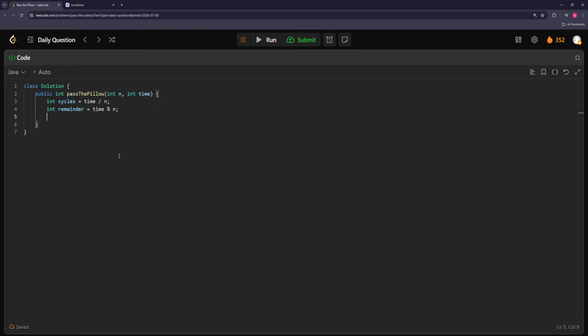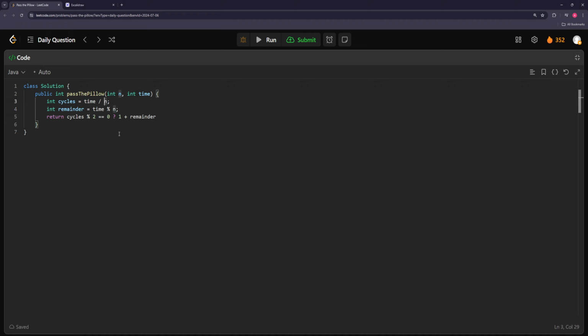Now we need to know the direction. So we're just going to return based on the direction here. We can do this in one line. We can just say return. If the number of cycles is even, we're going left to right, so we can say cycles mod 2 equals 0. Then we're going to be going left to right, which will just be 1 plus the remainder. And we know this remainder is less than a cycle because this is the extra part, right?